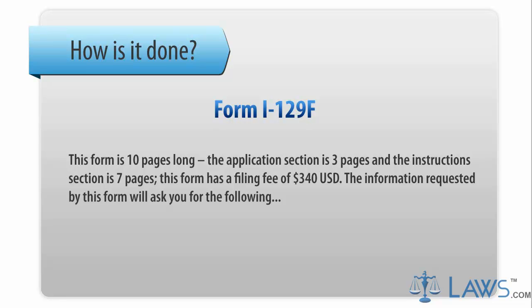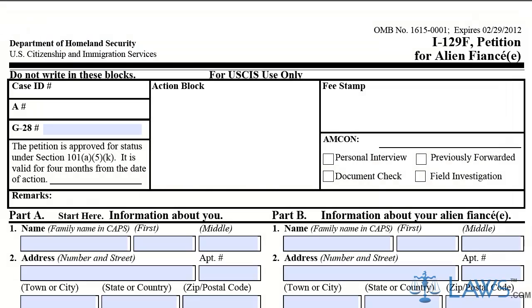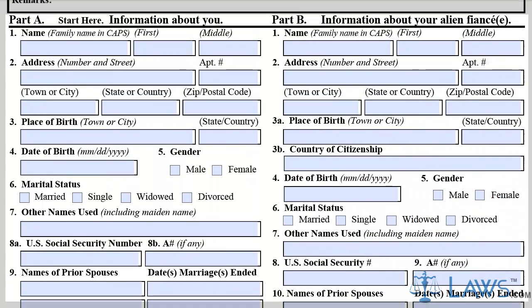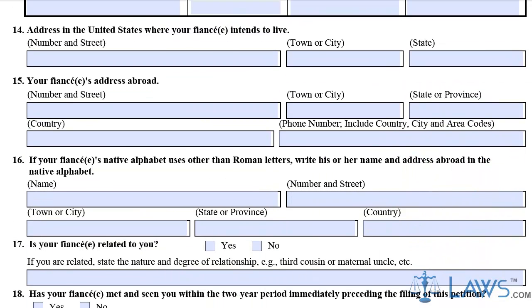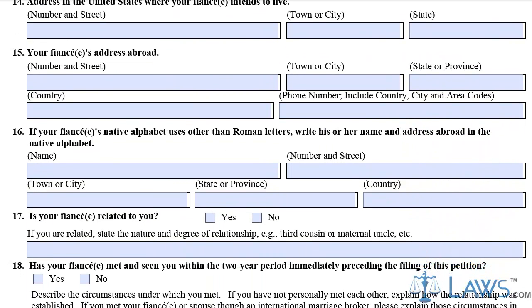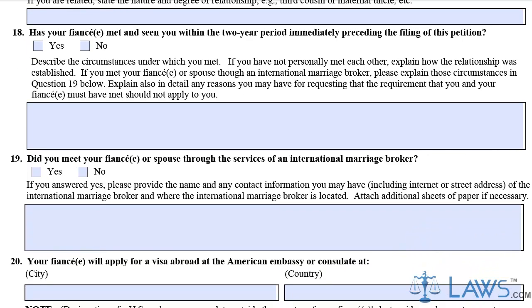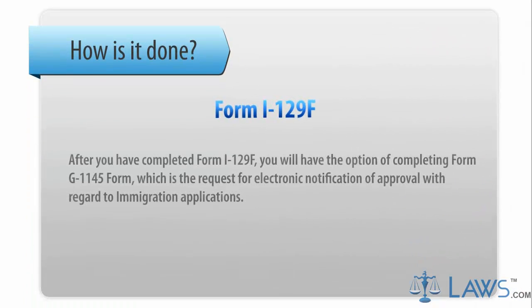The information requested by this form will ask you for the following: the name and information belonging to the applicant, the name of the fiancé who is either a citizen or legal permanent resident of the United States, employment information, and the country of origin of both partners. However, in order to become eligible for a K-1 visa, you will be required to prove your status as legal fiancés upon explaining the origin of your relationship. After you have completed Form I-129F, you will have the option of completing the G-1145 form, which is the request for electronic notification of approval with regard to immigration applications.